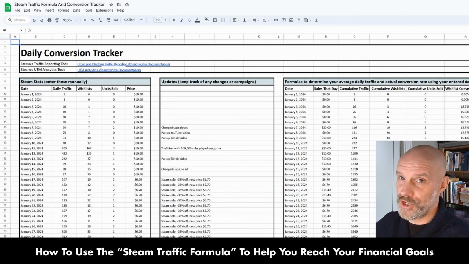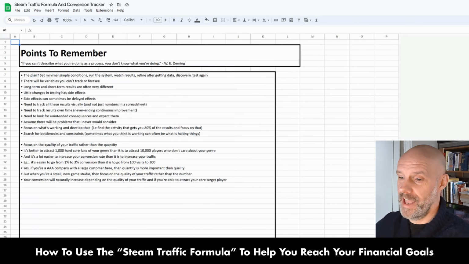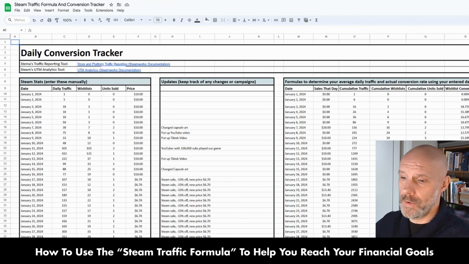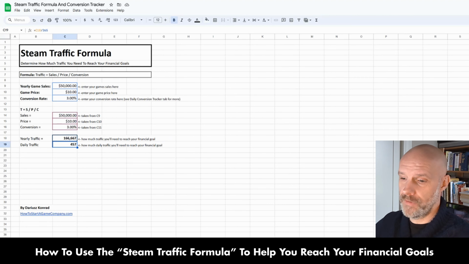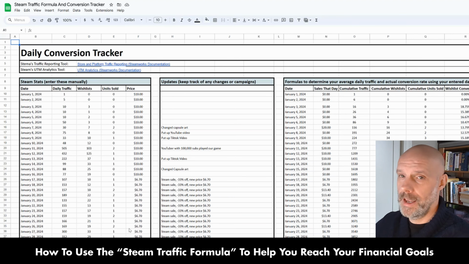Then I have the daily conversion tracker, which is a monster here. And then I have points to remember. So let's go into the second one called the daily conversion tracker, because like I said, we already did the Steam traffic formula already, right? So let's get into here and I'll explain how this works.